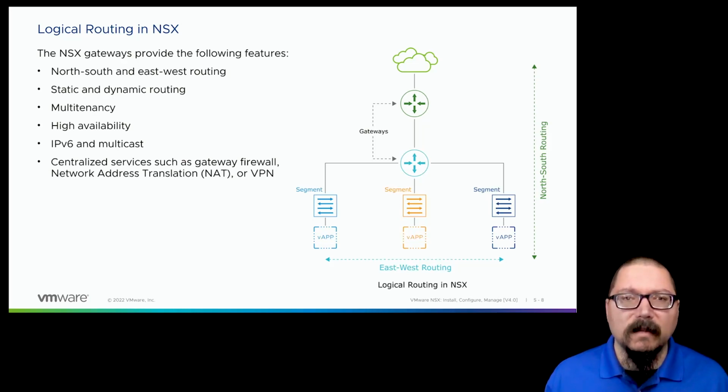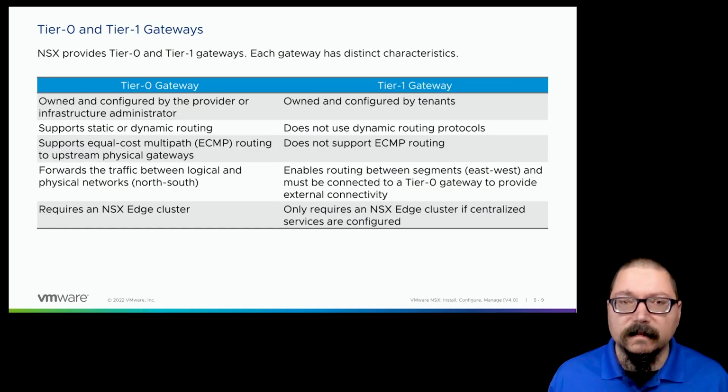We can do some of that routing, particularly the north-south routing. We can define different paths, either statically or dynamically. We can provide for multi-tenancy. We have highly available routing components. We'll talk about some of that. We can support IPv6. We can support multicast routing. There's a lot of cool stuff that we can and in many cases will do with NSX logical routing.